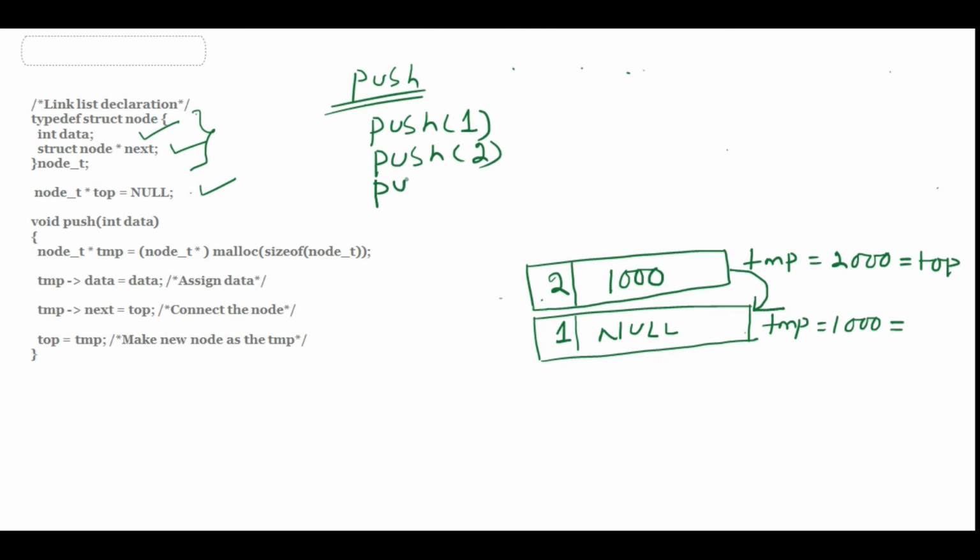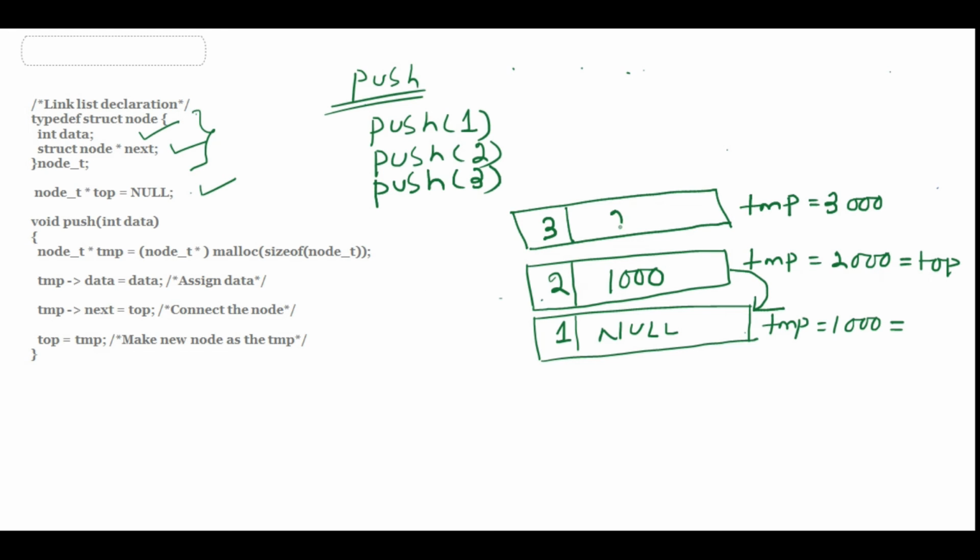Suppose we similarly want to insert one more element. Here we are again creating a temporary variable to allocate the node. Suppose it returns the memory as 3000. Now it has one data field and one next field. The temp of data equal to data, so this will be 3. And temp of next equal to top. Top was previously 2000, so this will be 2000.